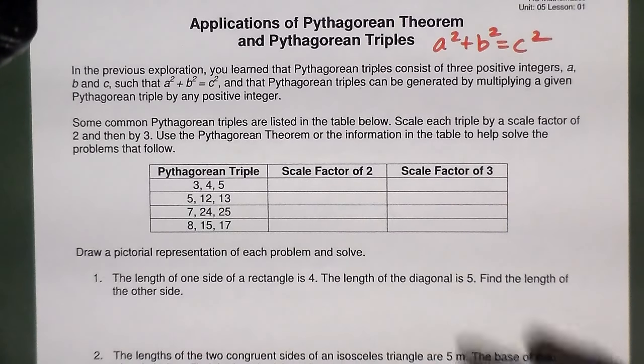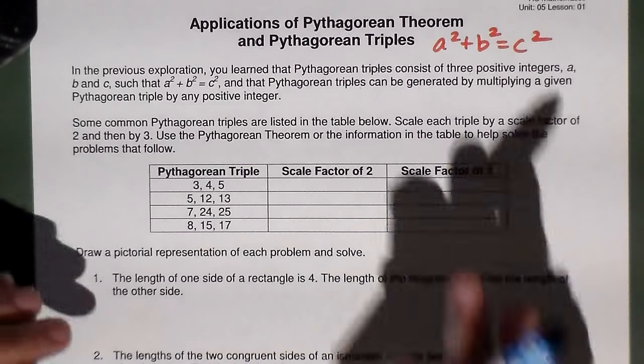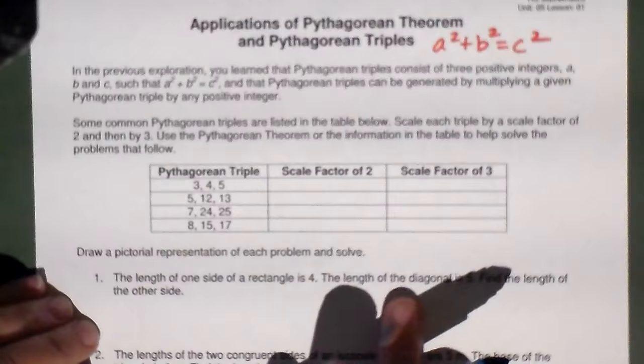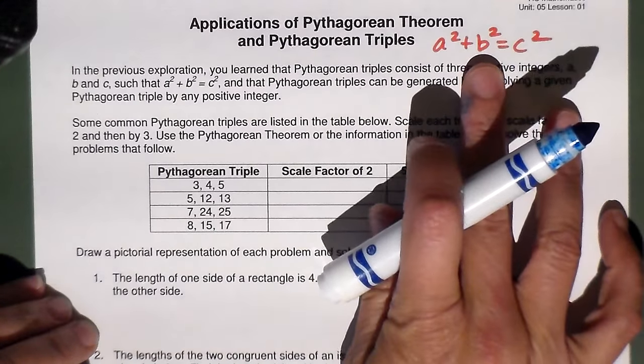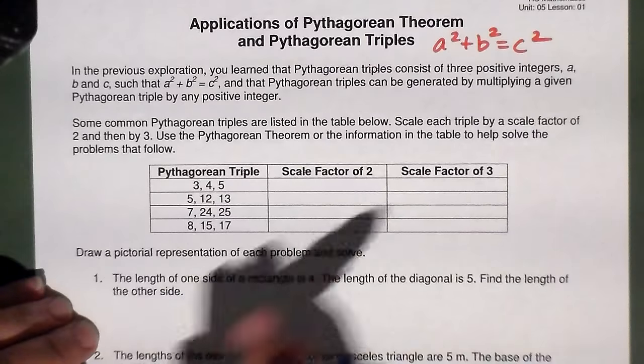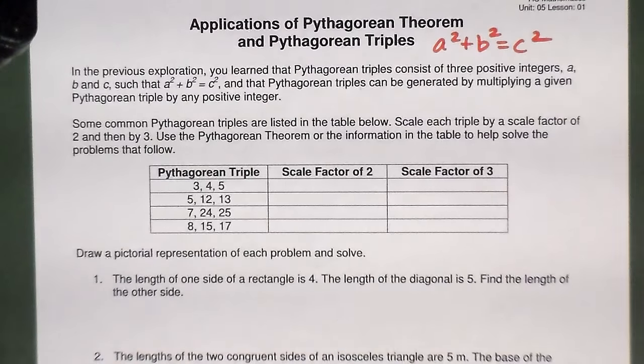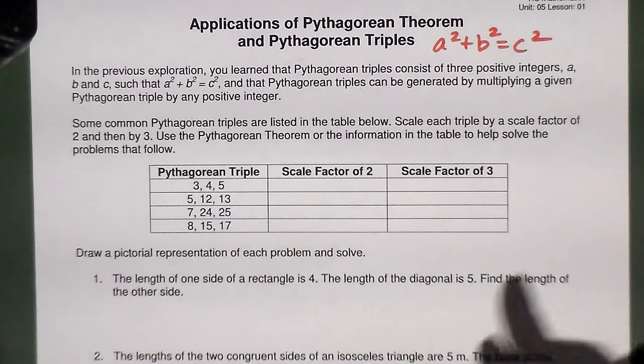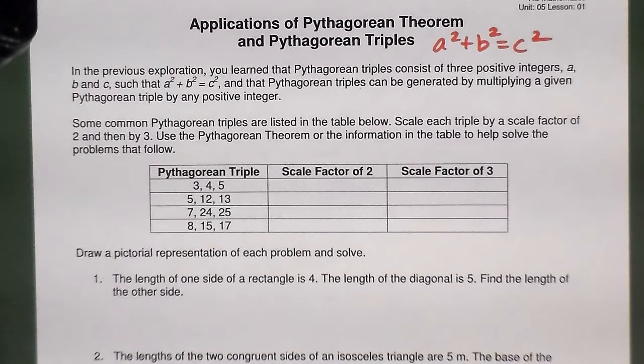Whenever we say something squared, the reason that something to the second power is called squared is because you're finding the area of a square when you square it. A squared is the area of a square that is a by a in dimension. B squared is the area of a square that is b by b in dimension. C squared is the area of a square that's c by c. So 5 squared is the area of a 5 by 5 square, which is 25. 4 squared is the area of a 4 by 4 square, which is 16. So that's kind of getting the idea.